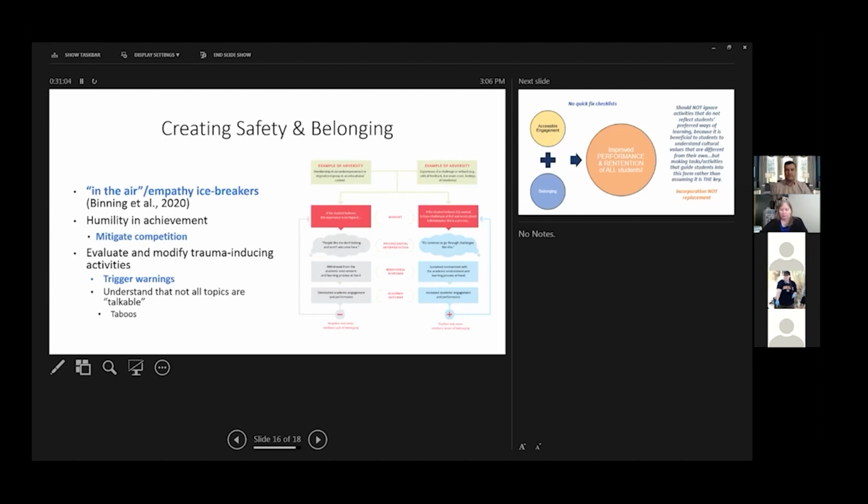Along with this, mitigating competition for Indigenous students is actually quite helpful as well, because achievement is not seen the same way among Indigenous populations as in the Western world. You have humility in achievement. It's not something that you necessarily need to boast. And so you need to consider that competition-based strategies in teaching might lose interest and might not help the overall achievement of some students.